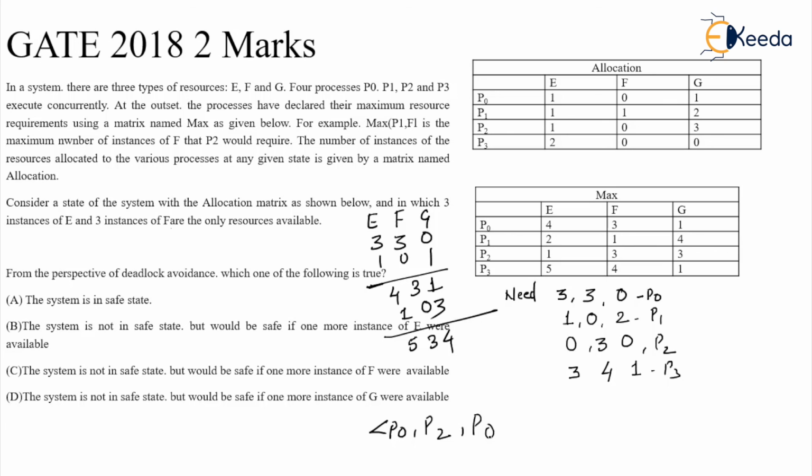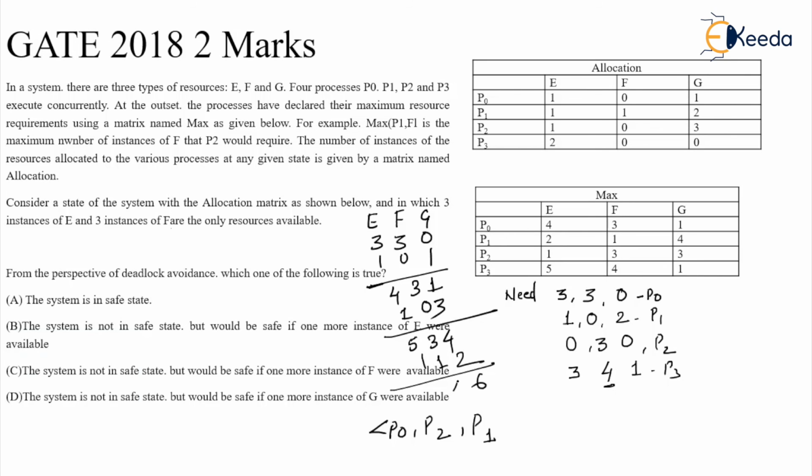With 5 3 4, P0 is already done. What can we satisfy with 5 3 4? I think we can satisfy P1. There is a 1, there is a 0, and there is a 2. So P1 can be satisfied. P3 cannot be satisfied because here it is 4. So now it will release the resources of P1. P1 is having 1 1 2.